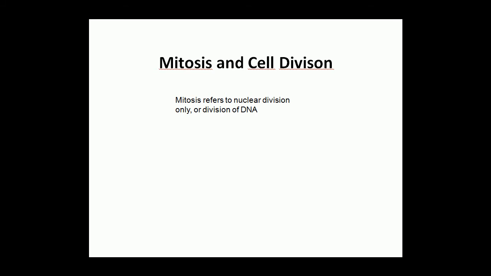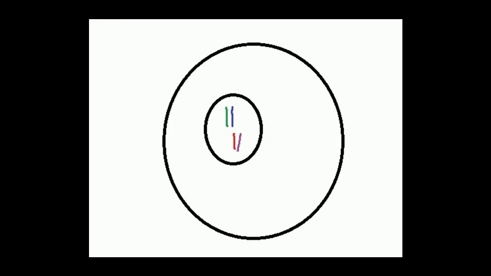So mitosis is part of cell division, and cell division includes mitosis, but has some other phases that we're going to look at. Let's start with a cell that has only 2 pairs of chromosomes. Humans have 23 pairs of chromosomes, but trying to do all 23 pairs can get rather confusing. So we're going to use an imaginary organism that only has 2 pairs of chromosomes, and the pairing is important.